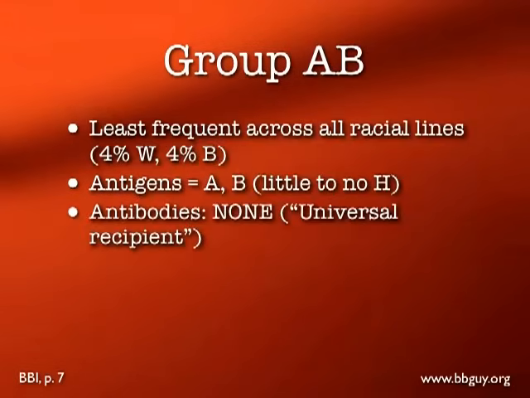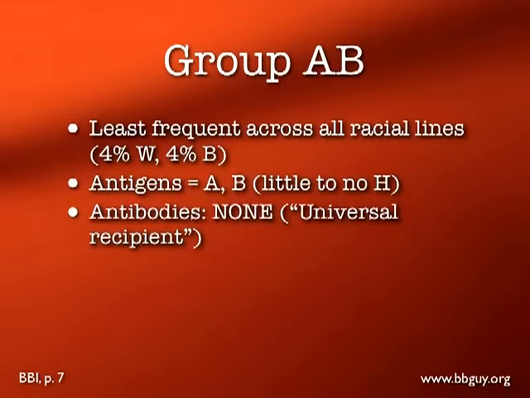Blood group AB, on the other hand, is the least frequent of all blood groups across all racial lines, roughly 4% in Caucasians and African Americans. They have the A and the B antigens and hardly any H at all. And remember, we talked about that relative proportion.